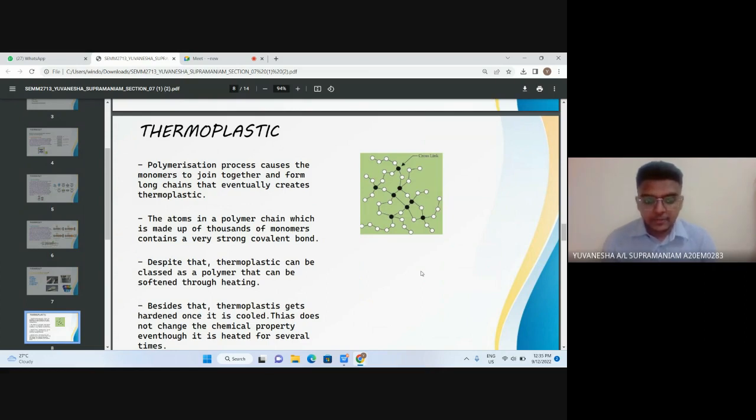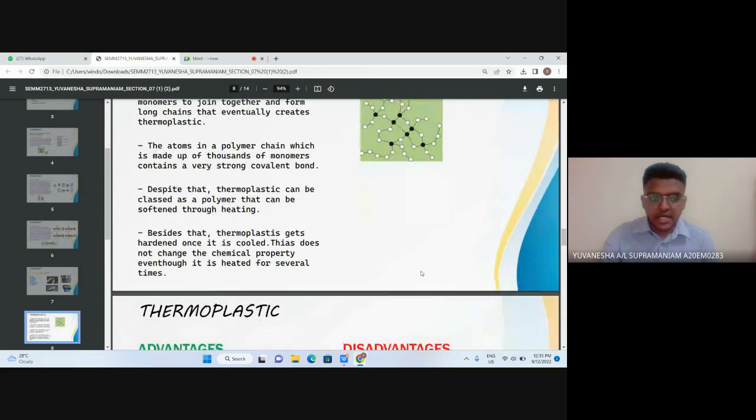Despite that, thermoplastic can be classed as a polymer that can be softened through heating. Besides that, thermoplastic gets hardened once it is cooled. This does not change the chemical property even though it is heated several times. Sorry for the spelling error.